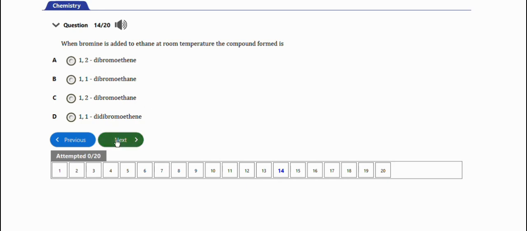The next question says, thermal cracking of alkanes usually is an exothermic process that does not involve decomposition. So the right answer is option B. That's it for this question.